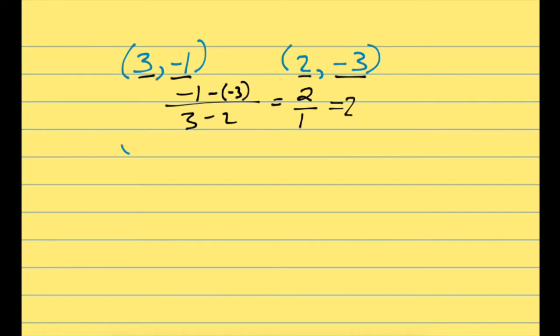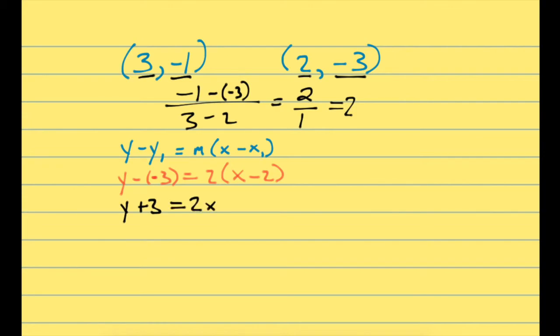So when we plug this into point-slope form, let's plug in the second point, 2, negative 3. So we've got y minus negative 3 equals 2 times x minus 2. Use our distributive property and simplify. That gives us y plus 3 equals 2x minus 4. We're going to leave the 4 where it is. We're going to subtract 2x from both sides and subtract 3 from both sides.